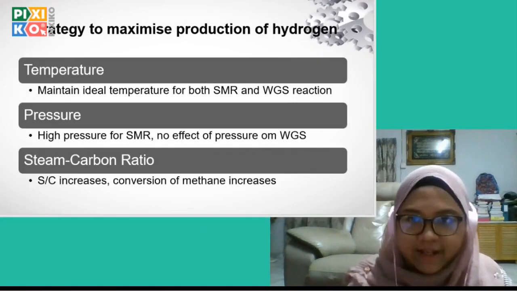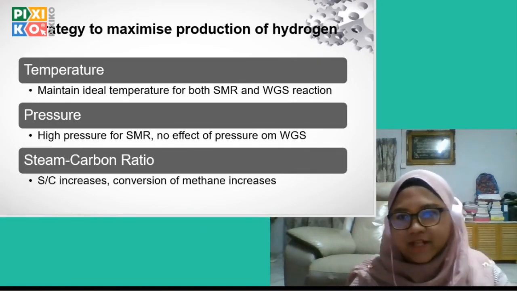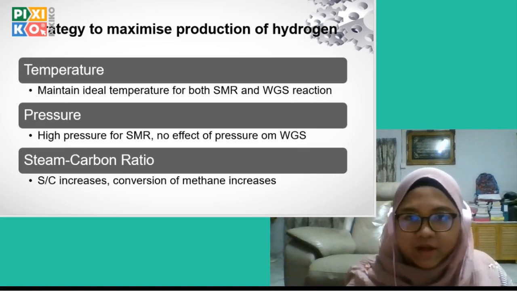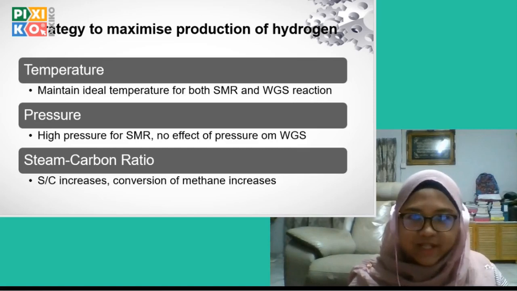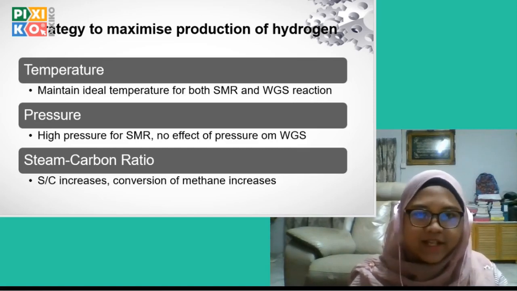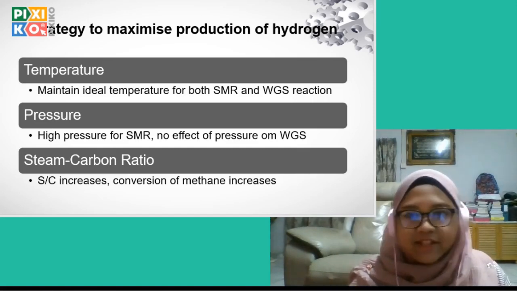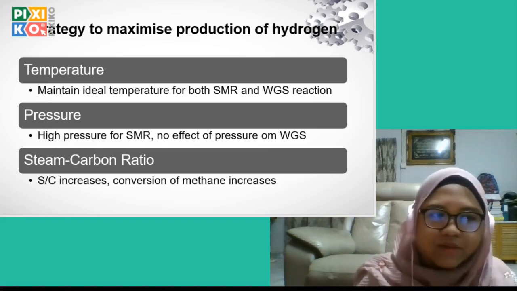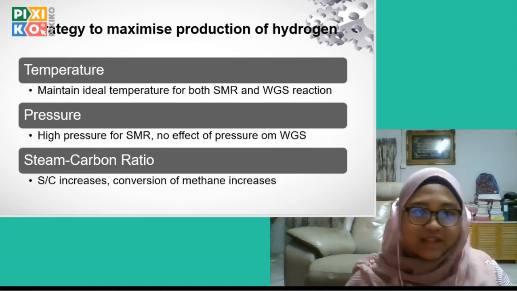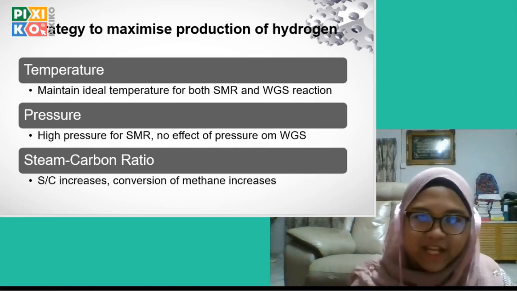So we are at the strategy to maximize production of hydrogen. According to S.Z. Abbas, there are a few strategies to achieve higher production of hydrogen, and the factors are temperature, pressure, and steam-carbon ratio. For temperature, the change in temperature will affect the heat of reaction.